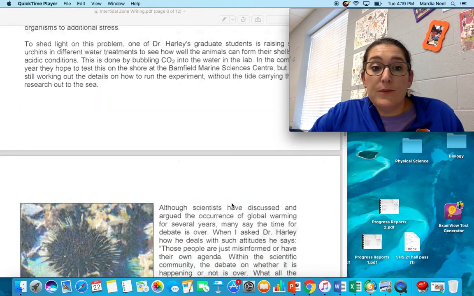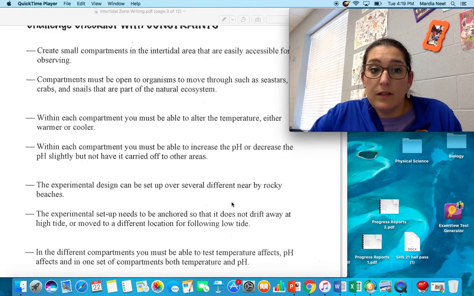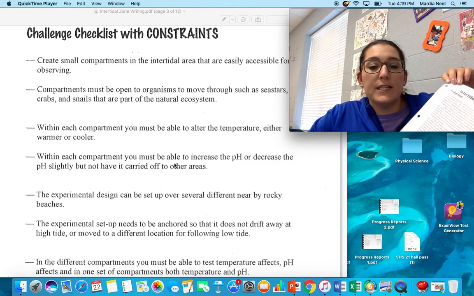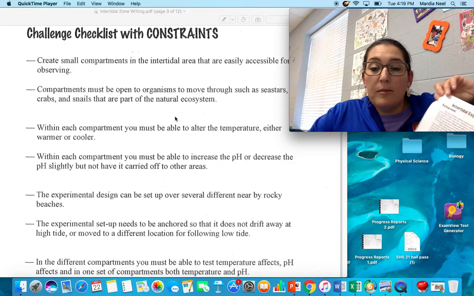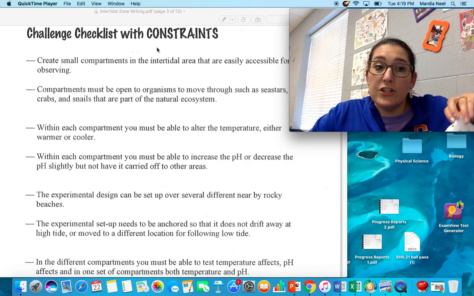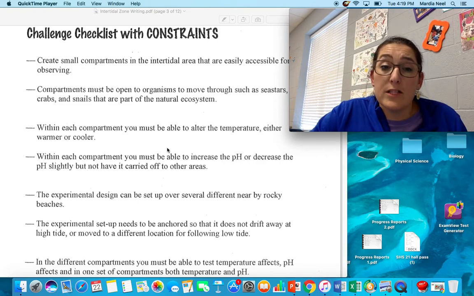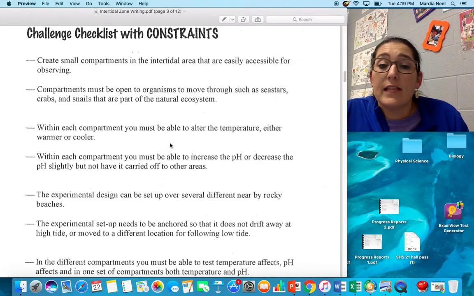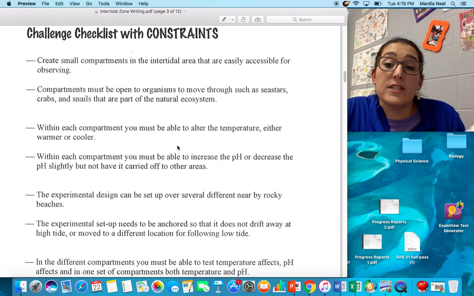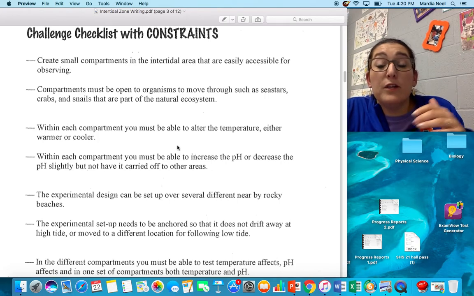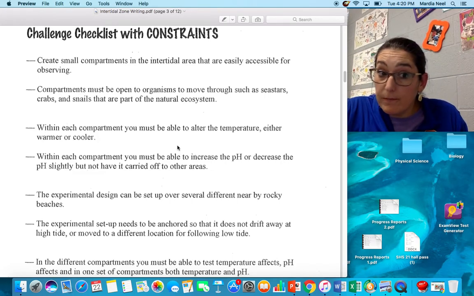Some more things to take into account are, here's some more checklists if you're having trouble with the experimental design. Here's some ideas. It says challenge checklist with constraints. These constraints are ideas to kind of help you. You want to create small compartments in the intertidal area that are accessible for observing. They must be open to organisms to move through, such as sea stars, crabs, and snails. Within each compartment, you must be able to alter the temperature. Within each compartment, you must be able to alter the pH.